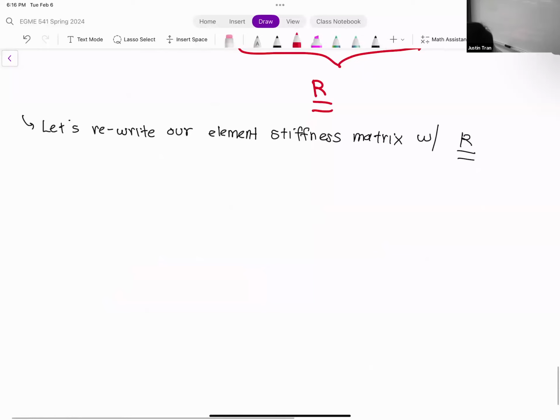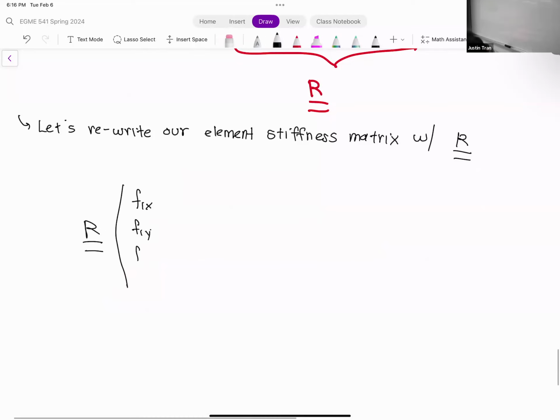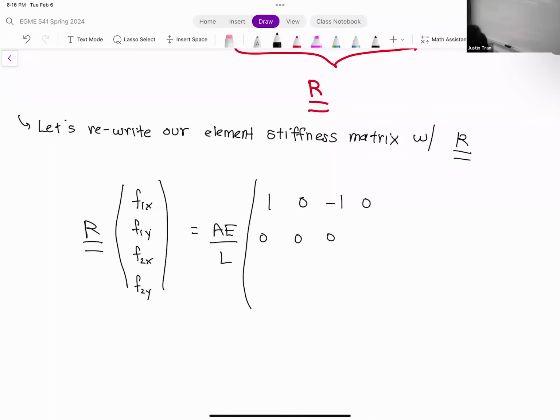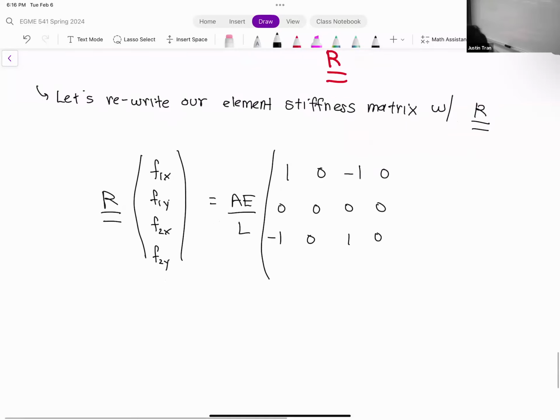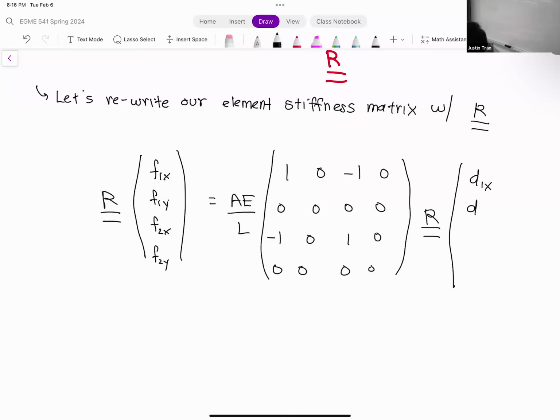If we do that, on the left-hand side, we have R underline multiplied by F1x, F1y, F2x, F2y. This is equal to AE over L times 1, 0, minus 1, 0, 0, 0, 0, 0, minus 1, 0, 1, 0, 0, 0, 0, 0. We're going to perform the same substitution for the displacement. So this is going to be an R matrix multiplied by D1x, D1y, D2x, D2y.